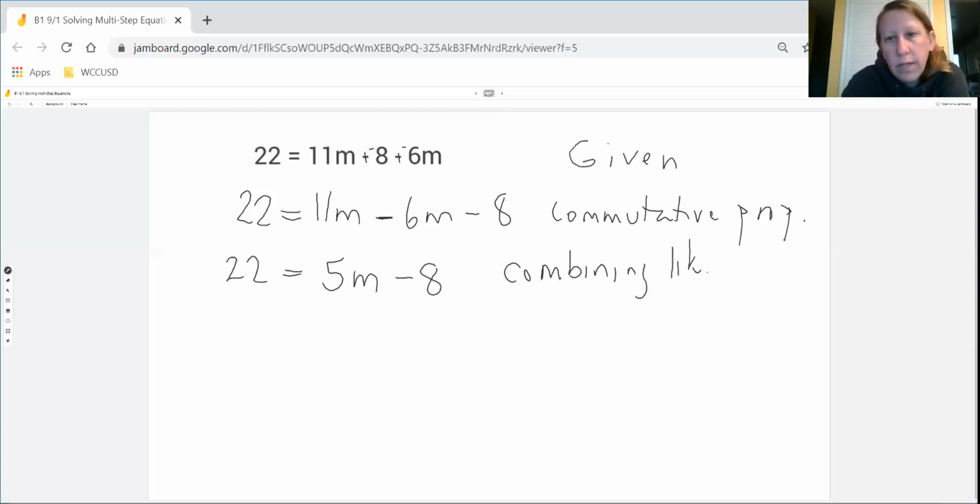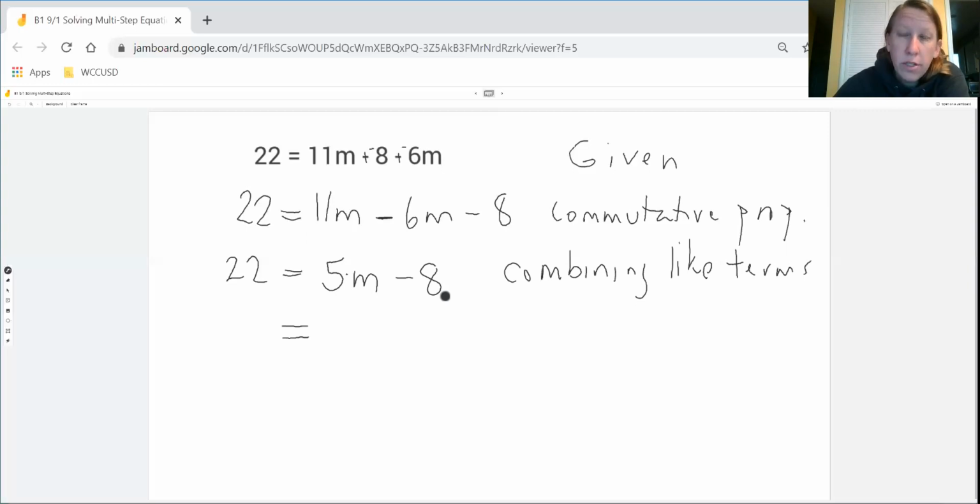We had 11 packs and we took 6 back. Now we're buying a total of 5 packs. And maybe someone gave you $8. All right, we're back to a 2-step. Okay, we're trying to find the value for m. And we have it multiplied by 5. And we have the whole thing subtracted by 8. Okay, and we're going to undo those 2 steps.